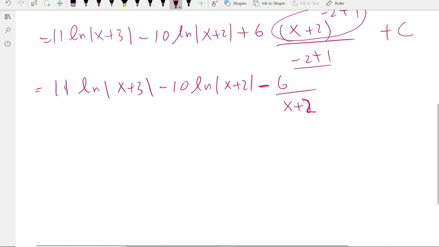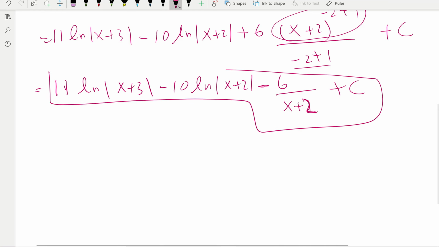x plus 2, plus c. Alright, so this is the solution. This is what you get after integration.